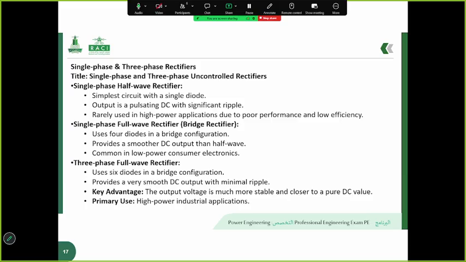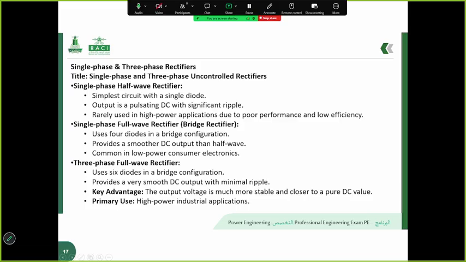A significant improvement comes with the single phase full wave rectifier, often implemented using a four diode bridge circuit. In this design, both halves of the AC waveform contribute to the DC output. This doubles the frequency of the output ripple compared to the half wave circuit, making it easier to filter and resulting in a smoother DC voltage. These rectifiers are commonly found in low and medium power electronic devices such as chargers, small appliances, and consumer electronics.